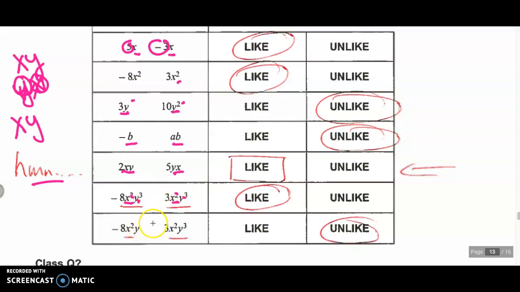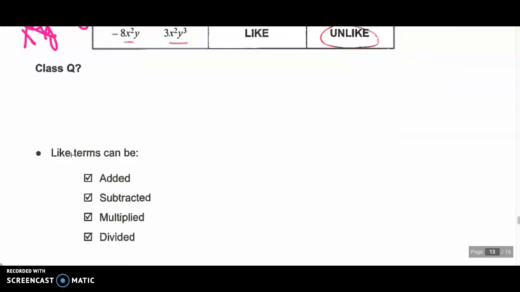They would not be the same. So this guy here, let's say I had this, x squared y cubed and then x cubed y squared. X squared, x cubed, different. Even though there's a 3 and a 2, they're different. So unlike. Why does it matter?